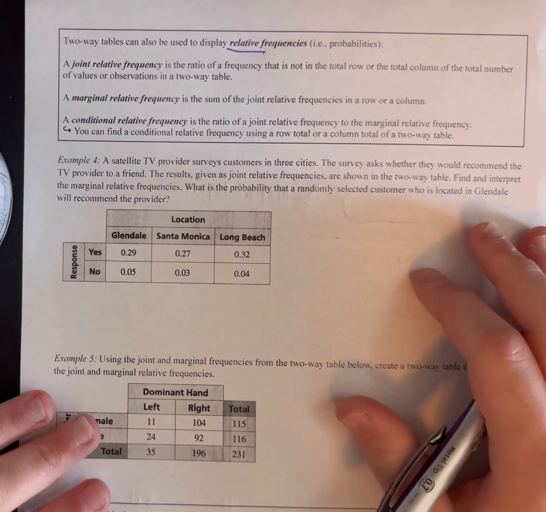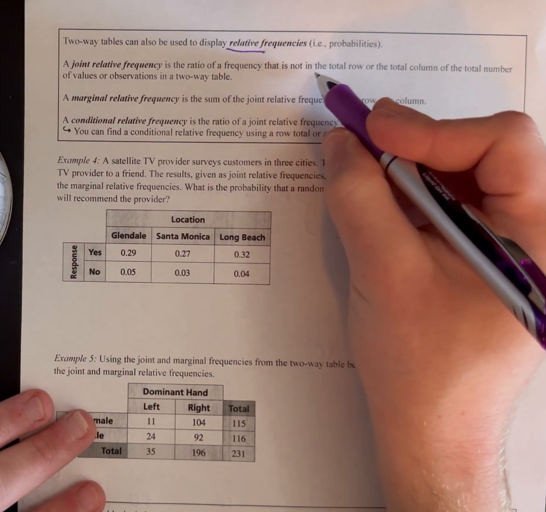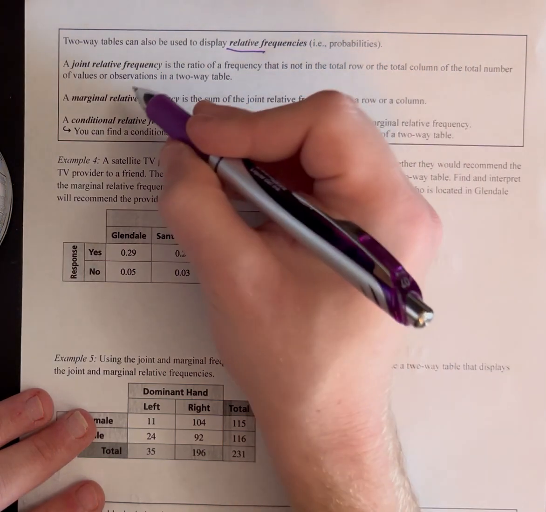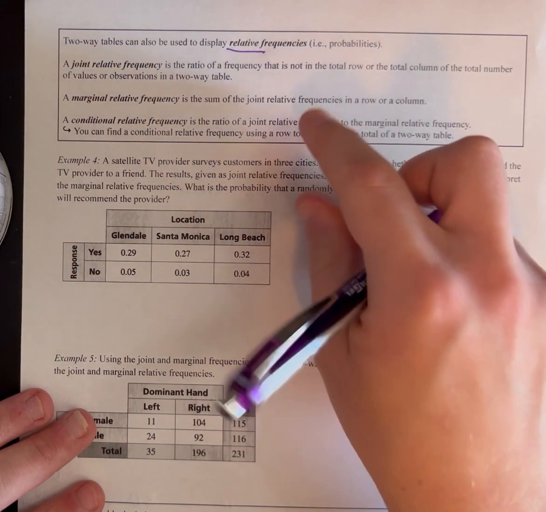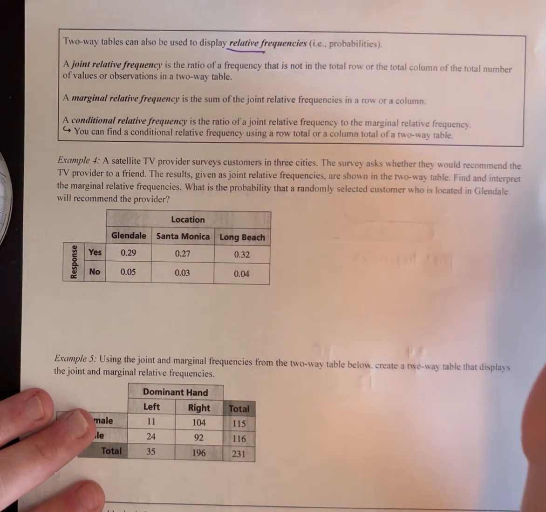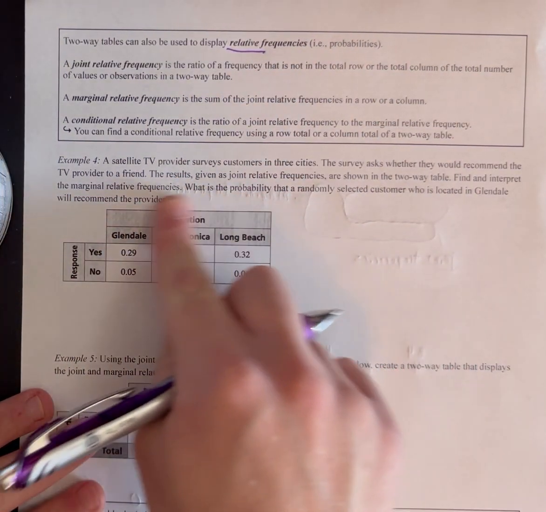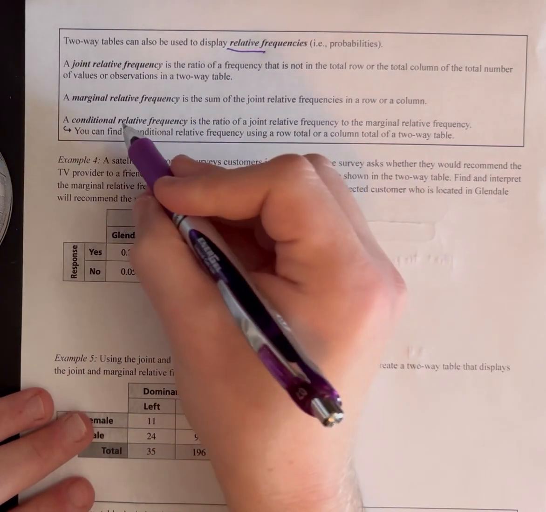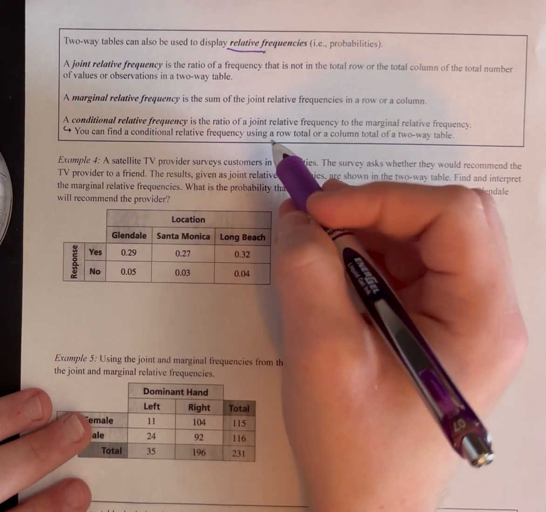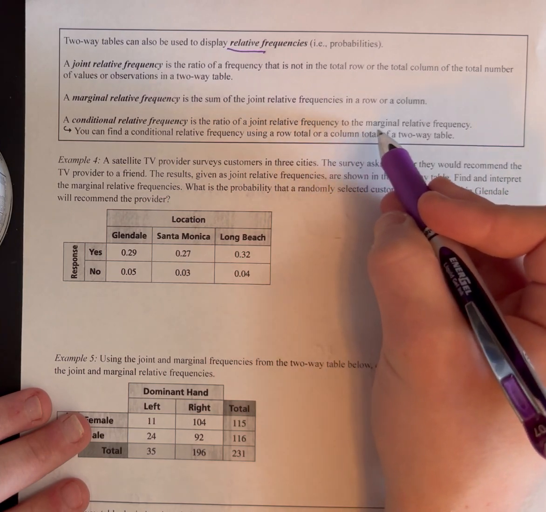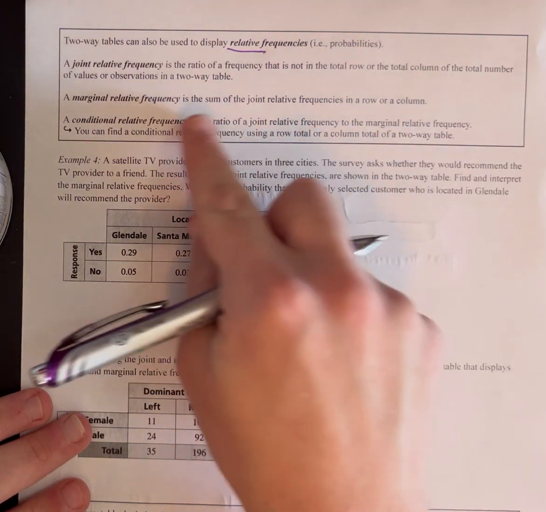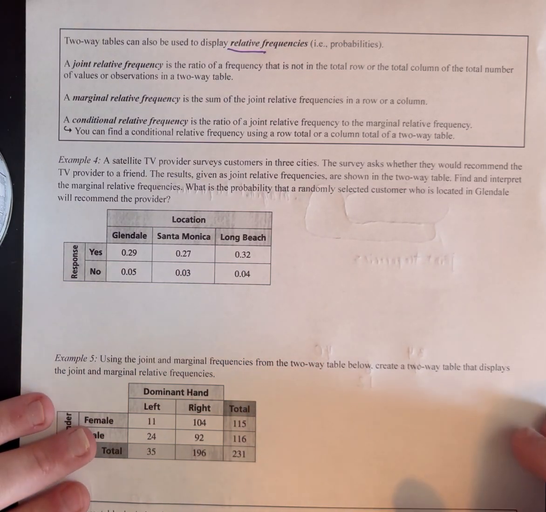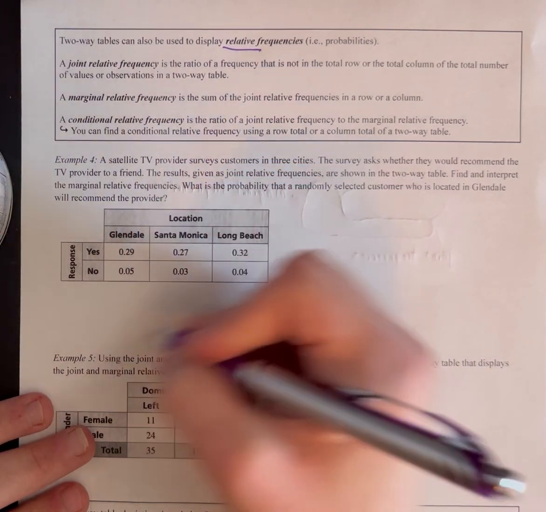First, joint relative frequency is the ratio of a frequency that is not in the total row or the total column to the total number of values or observations in a two-way table. Honestly, I don't care for these definitions. It's easier to just show you what it means in an example right here. But I will mention here, conditional relative frequency is the ratio of a joint relative frequency to a marginal relative frequency. You'll see why that one's a bit special in a minute or two. And yeah, we'll get to that in a second.